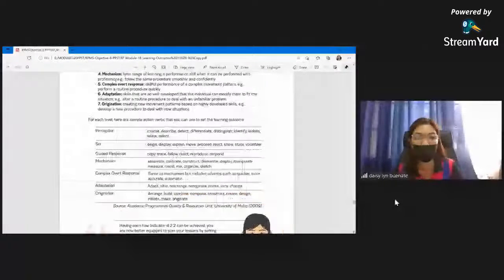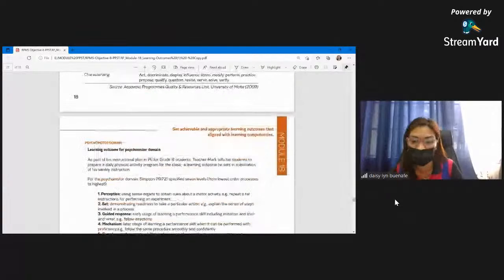Learning outcome for psychomotor domain. So as part of this instructional plan in PE for grade 8 students, teacher Mark tells his students to prepare a daily physical activity program. For the class learning outcome, he sets in combination of his weekly instruction. So for the psychomotor domain, specified 7 levels are from lowest order processes to highest.